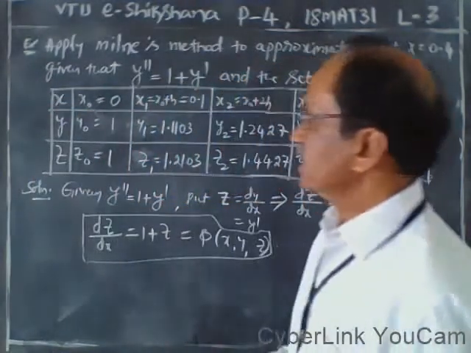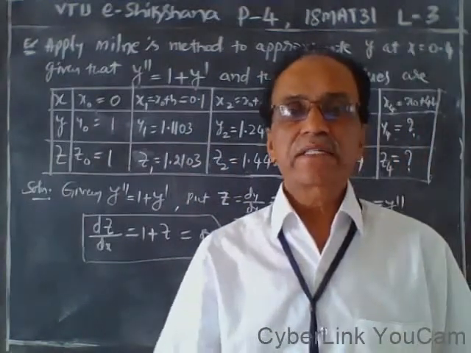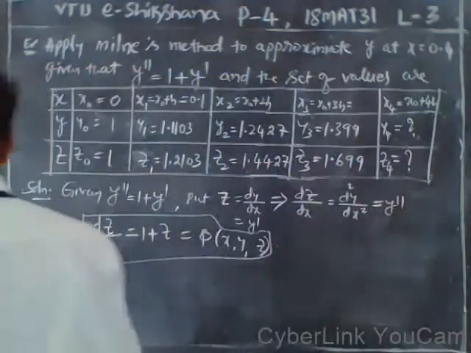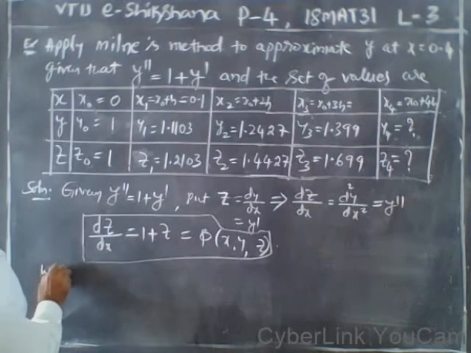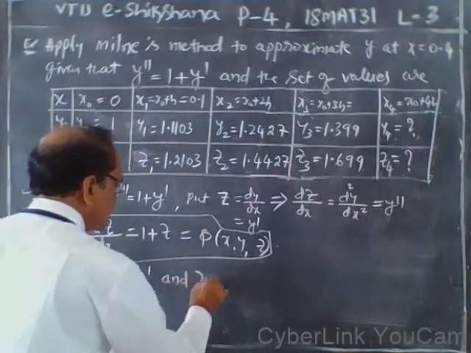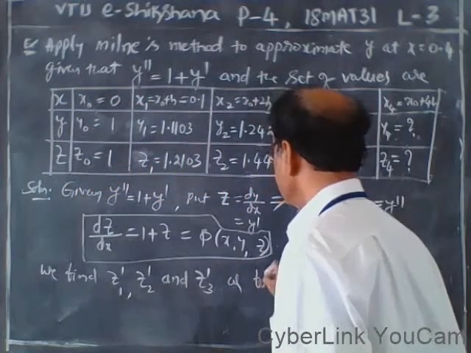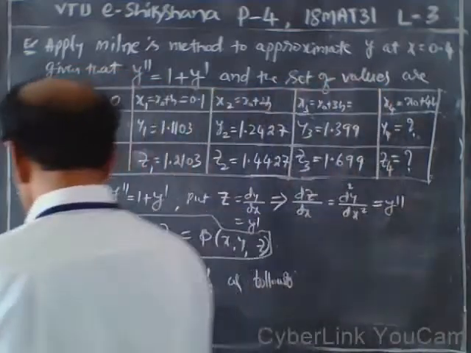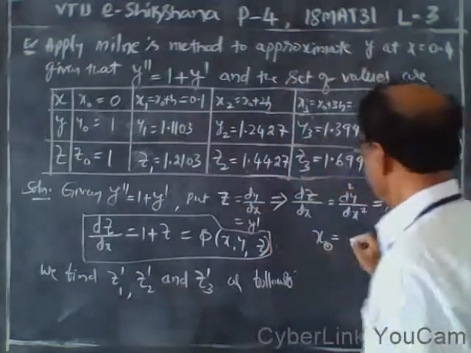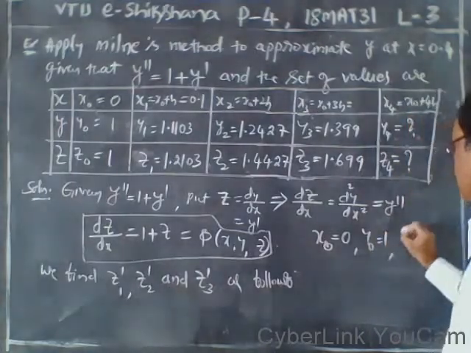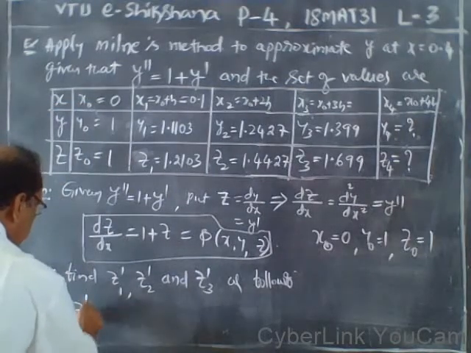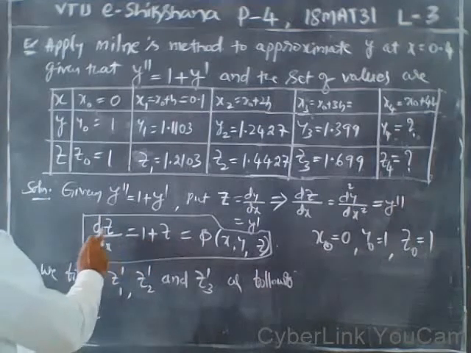According to the working steps which we have written, we will calculate the values of z1 dash, z2 dash and z3 dash. By this equation we find z1 dash, z2 dash and z3 dash as follows. What are the values of x naught and y naught? X naught is 0, y naught is 1 and z naught equal to 1. Therefore, z1 dash is equal to this is the equation z1 dash.